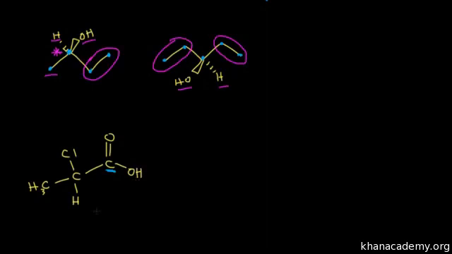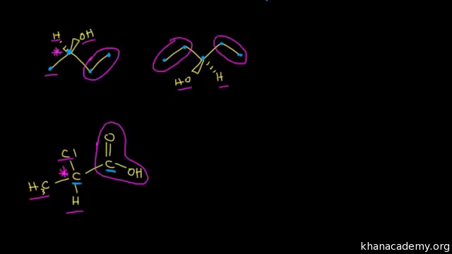So that carbon doesn't work. Let's look at this carbon. Well, it is sp3 hybridized, so it's a tetrahedral arrangement of atoms around it. There's a chlorine attached to it, a methyl group, a hydrogen, and then we have this carboxylic acid group attached to it. So there are four different groups attached to this carbon. So this is a chirality center.